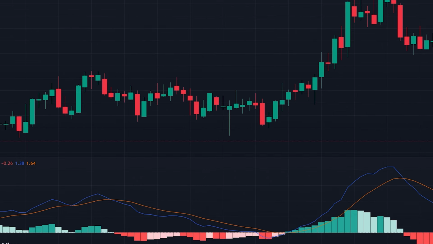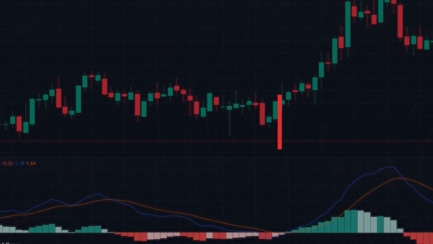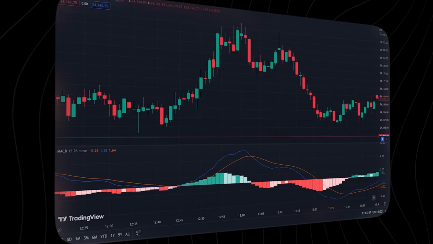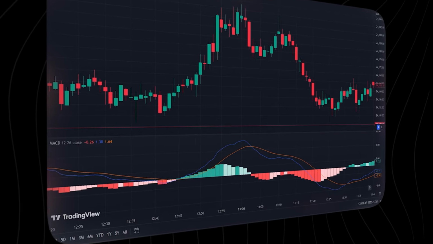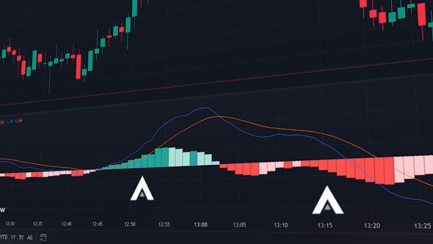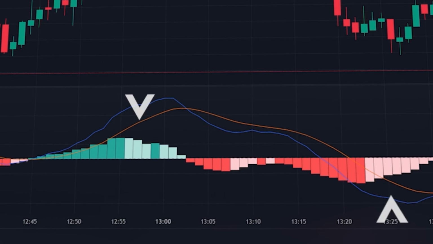Conversely, as the trend weakens, the histogram shrinks, indicating that momentum is fading, and the price may reverse or move sideways. In these instances, it is best to quit trading and wait for the price to regain momentum. The MACD histogram on TradingView is color-coded for easier visual comprehension. Dark colors show when the histogram is increasing, whereas light colors imply that it is receding.